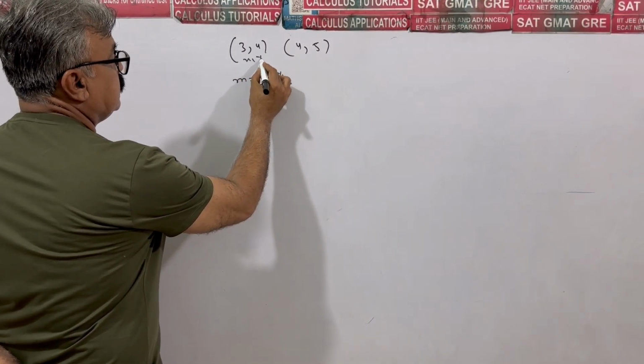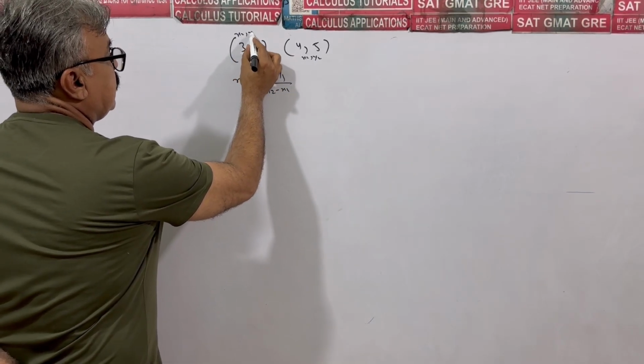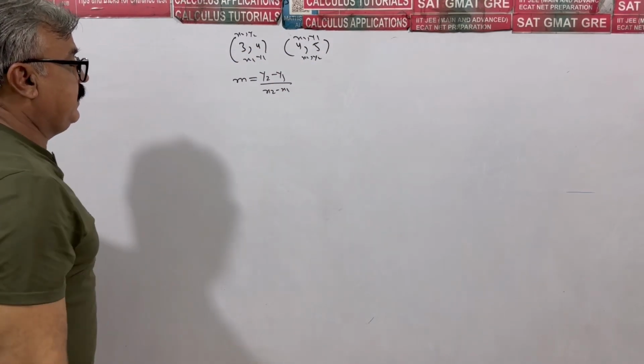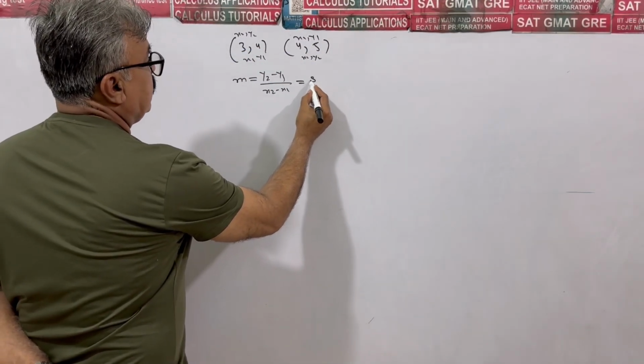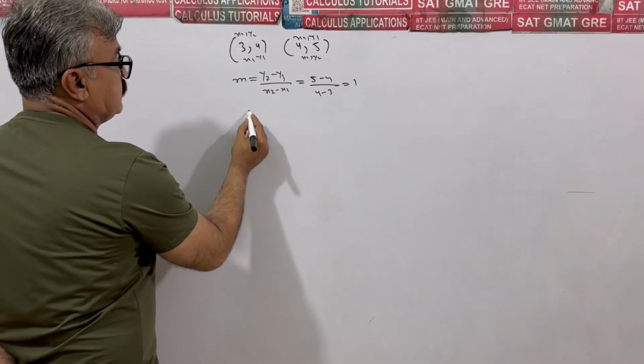It's our x1 y1, then it's our x2 y2. It's up to you. If it is x2 y2, then it is x1 y1. First abscissa, second ordinate. Okay. 5 minus 4 over 4 minus 3. 1 is the slope.